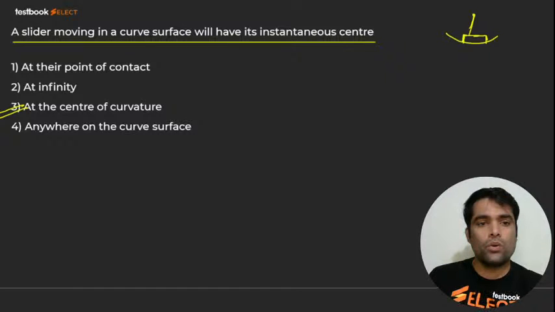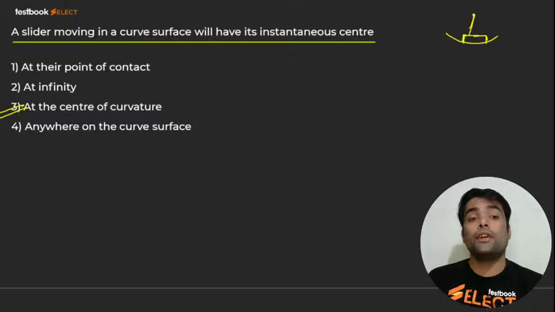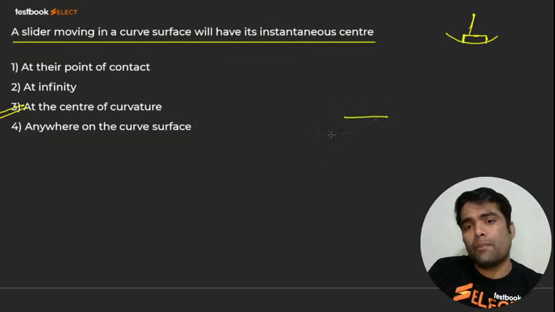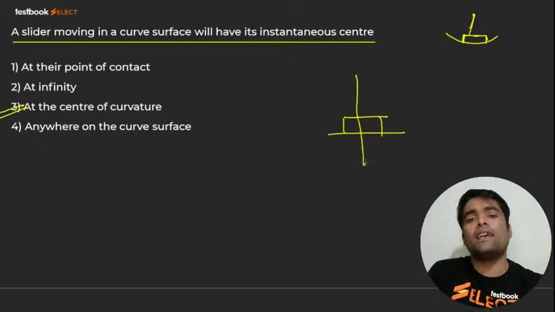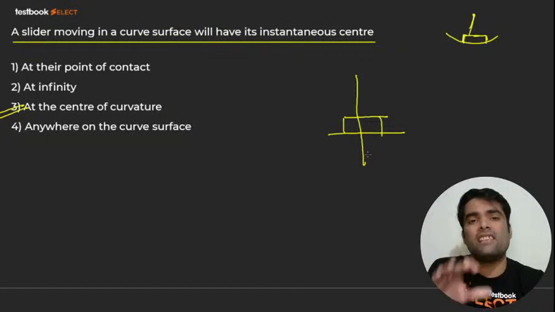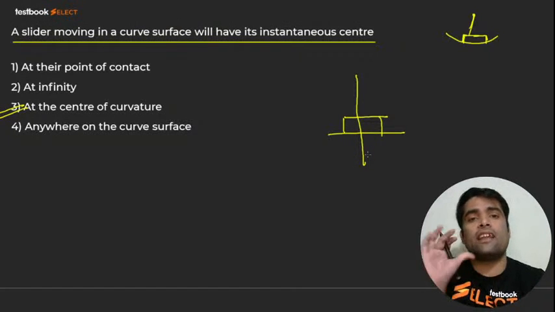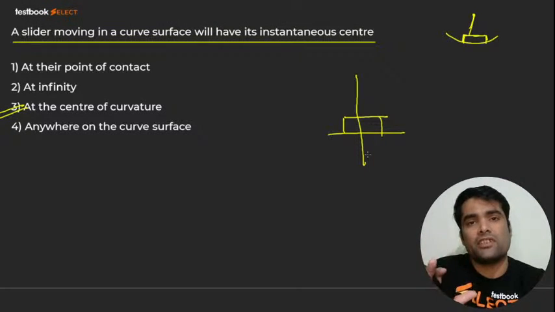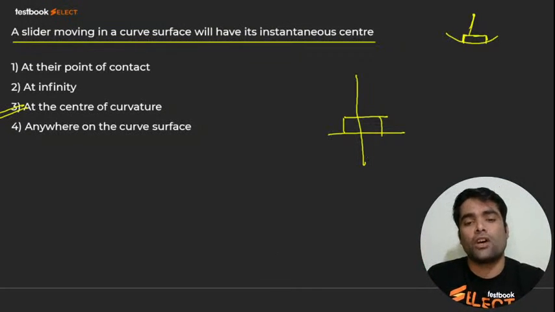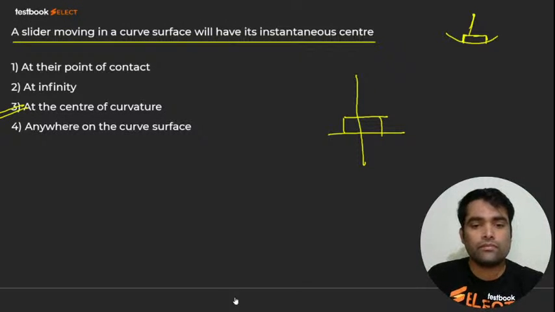Okay, 2? No, it's not 2. It should be 3. See, when there is a plane surface, then the I center should be at infinity. When the slider is moving on a plane surface, we have the I center at infinity. But when it is on a curved surface, then we get the I center at the center of curvature. I hope you got it. Here I go for next.